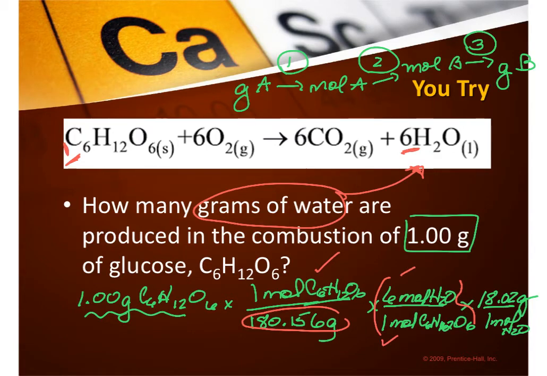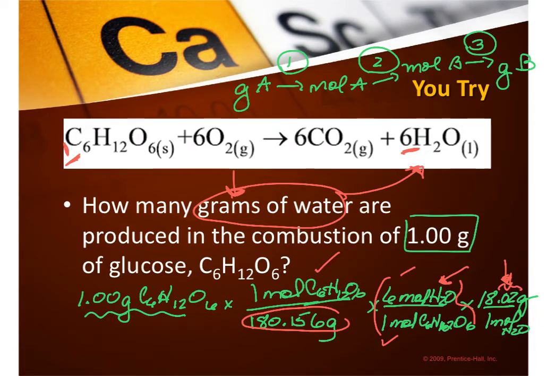And then the problem is asking for grams of water. So I've got to go one more step and convert the moles of water to grams of water using the molar mass of water. Now, just a quick reminder here, when you're using molar masses in a calculation, make sure you don't round them to whole numbers. You're going to lose some credit there, okay? So either record all of the digits in the periodic table for a molar mass or at a minimum 2 digits to the right of a decimal.